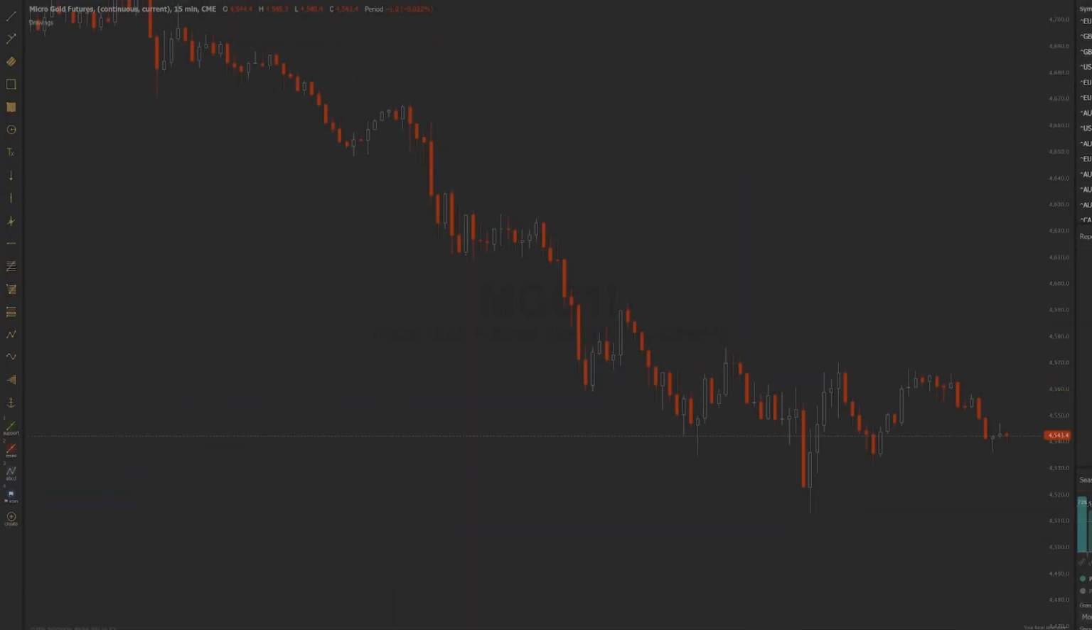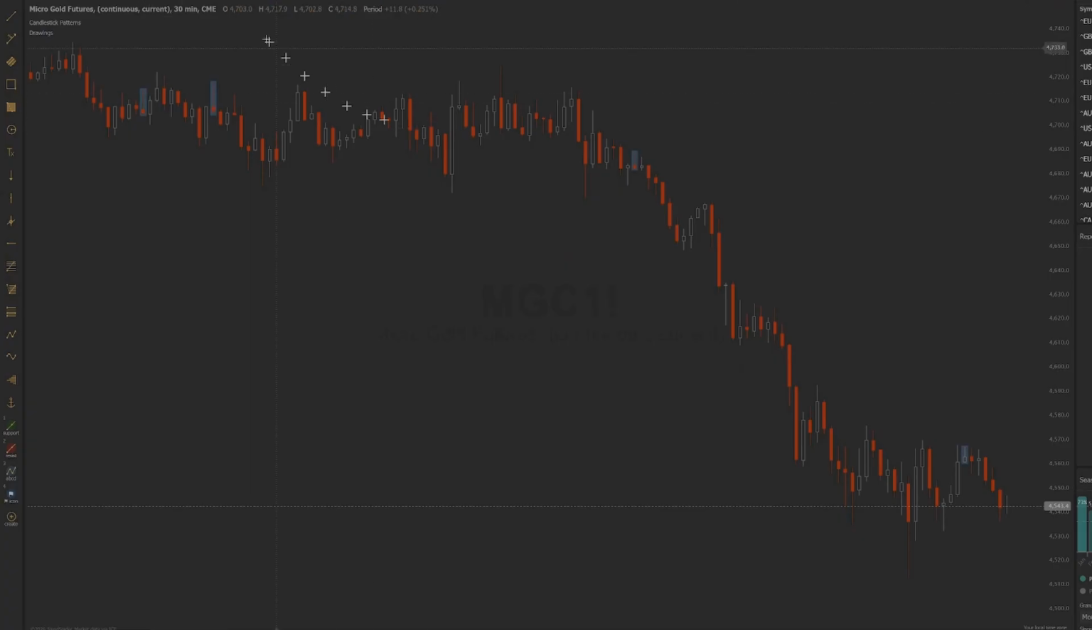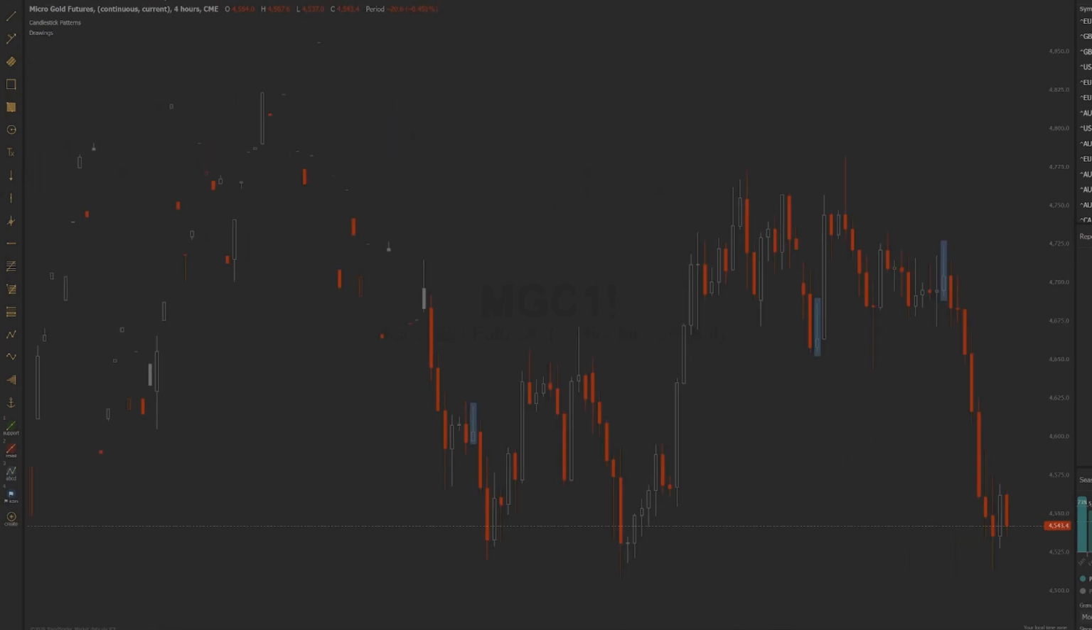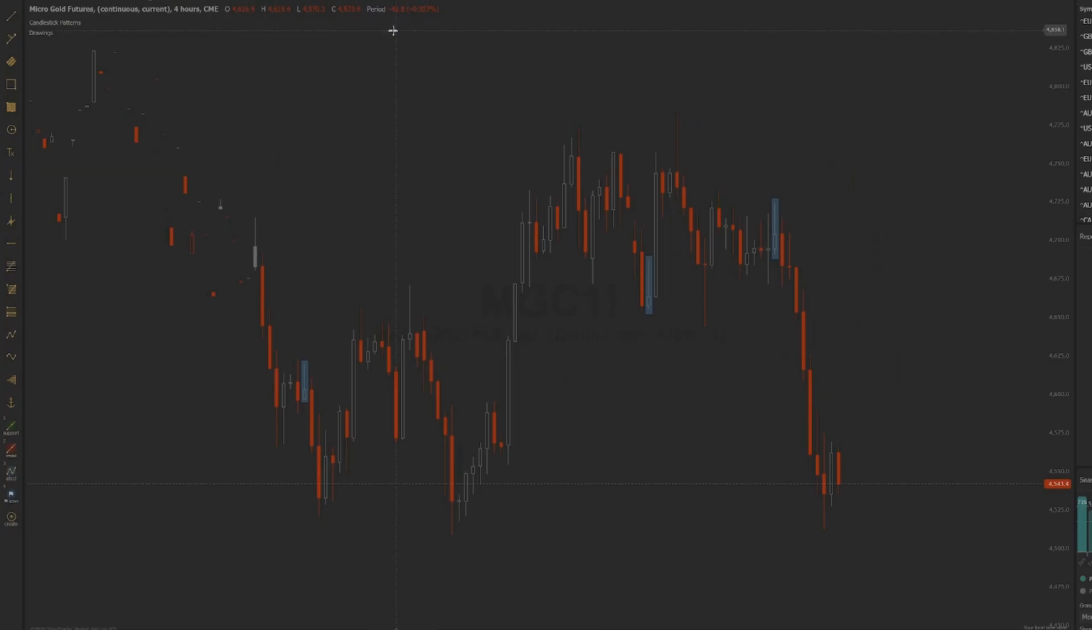TrendSpider also auto-detects candlestick patterns directly on the chart. On the MGC daily right now, TrendSpider has flagged the sequence of patterns that formed at the top of the move, the rejection candles near 5,500, and the patterns that have appeared at the recent lows near 4,500.